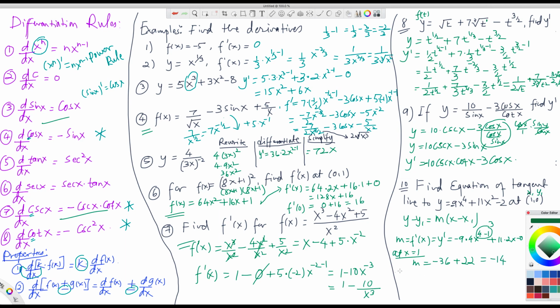So what is the equation of the tangent line then? y minus y1, which is 0, because x1, y1 is the given point, equals negative 14 times x minus 1, right? So if you simplify this, you will get y equals negative 14x plus 14. That is the final answer for the equation of the tangent line. So we will see some more examples, okay?